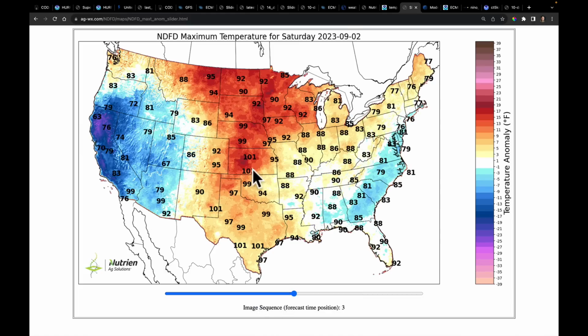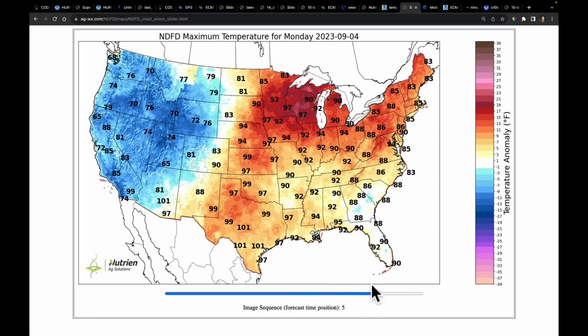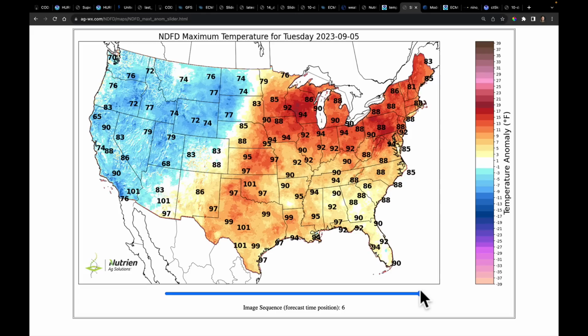So the temperatures, hundreds in Kansas, well into the 90s throughout the Midwest, upper Midwest, and northern plains, and that spreads east on Sunday, getting into Monday. So very hot conditions here coming in this first wave. That gets you out to the 5th. This would be Tuesday the 5th.